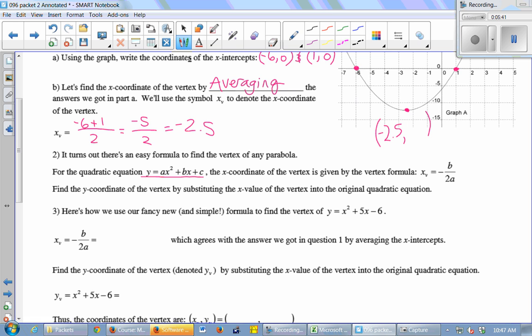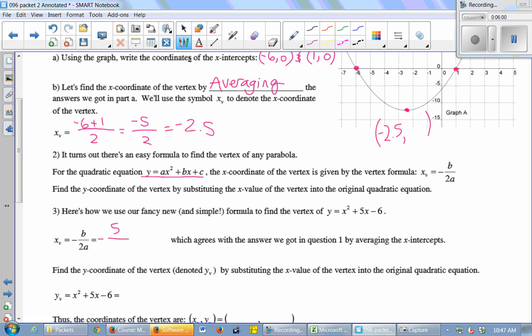So let's use our fancy new and simple formula to find the vertex of this same parabola, y equals x squared plus 5x minus 6. So my x-coordinate of the vertex should be negative b over 2a. So that's going to be negative. And what is b in this formula?